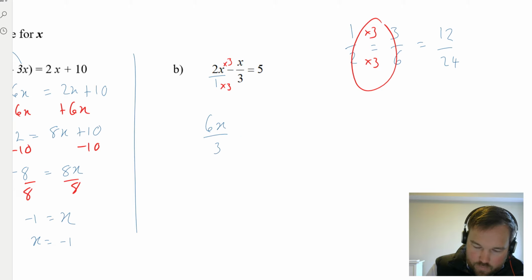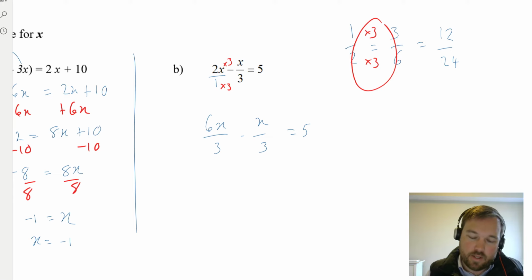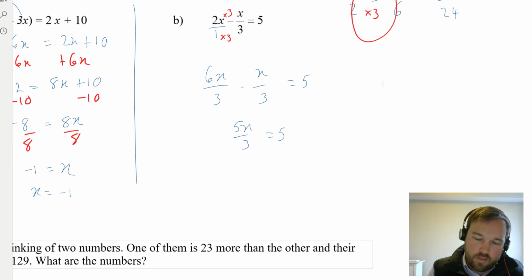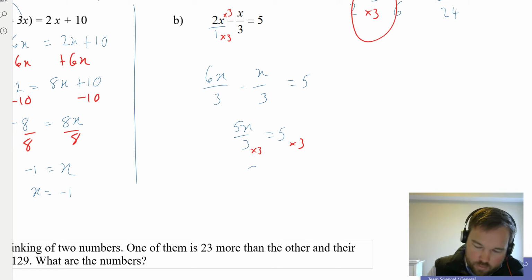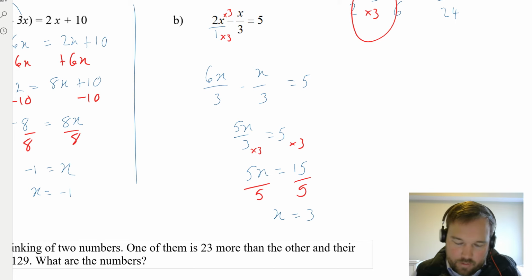6x over 3 take x over 3 equals 5. The reason I did by 3 is to set up this common denominator. Those 3's on the bottom then allow us to do this subtraction. 6x take x is 5x over 3 equals 5. And then life gets easier. Times 3, times 3. 5x equals 15. Divide by 5, divide by 5. x equals 3. And there we are.